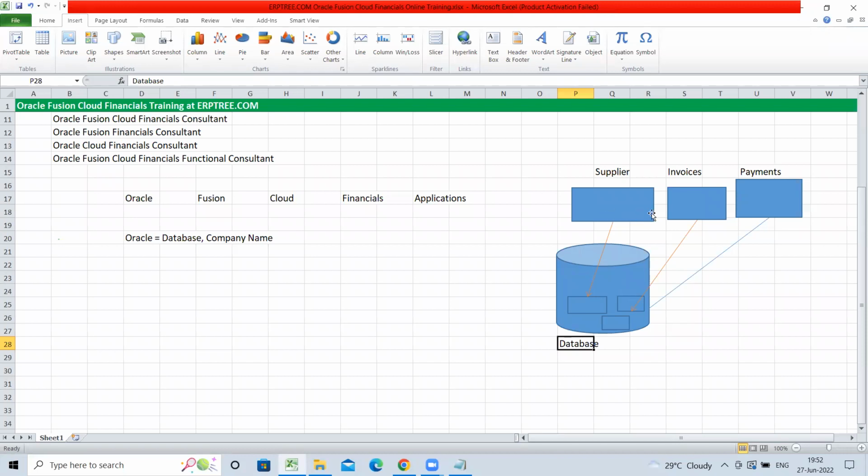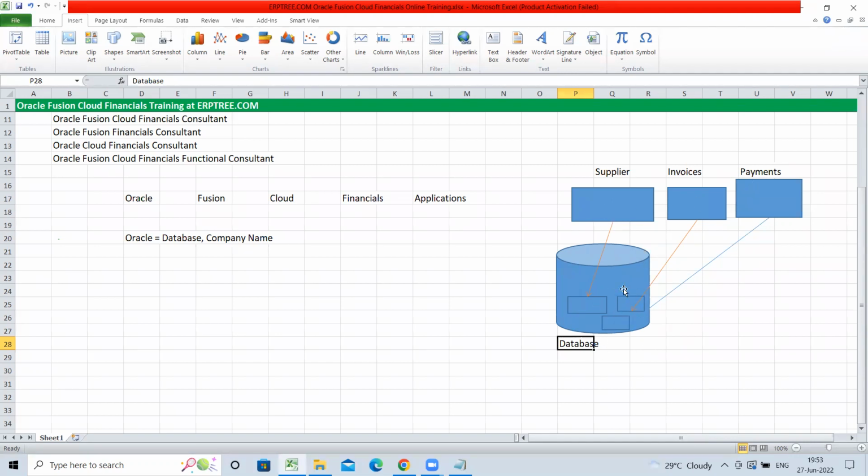Now, if you are going to create the suppliers, invoices, payments without writing SQL statements, anyone can enter the data in these pages and they can store the data in the database. If these pages are not available, we should know the SQL language. With the help of SQL language, you can write the statements, or you call it a syntax. You have to write the SQL syntax so that you will be able to store the data. With the help of these pages, without SQL language, directly you will be able to store the data in the database. That's okay. We are able to store the data in the database with the help of these pages.